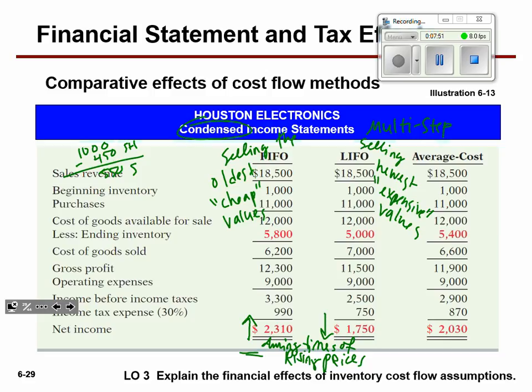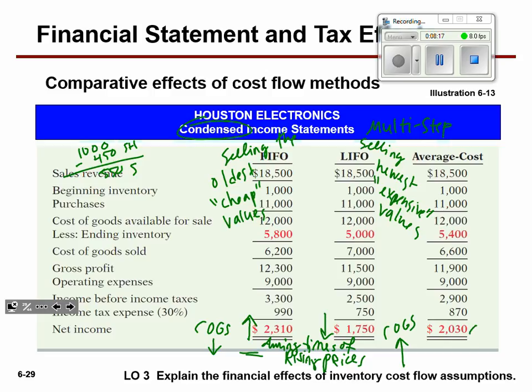In times of rising prices, FIFO will result in a larger net income because COGS is lower. Cost of goods sold is lower. We're selling the cheaper stuff. In times of rising prices, LIFO will result in a much smaller net income because COGS is a lot higher. We're selling the expensive stuff.